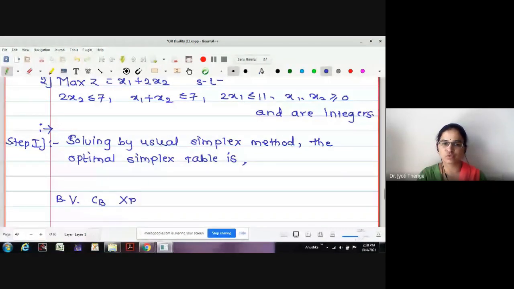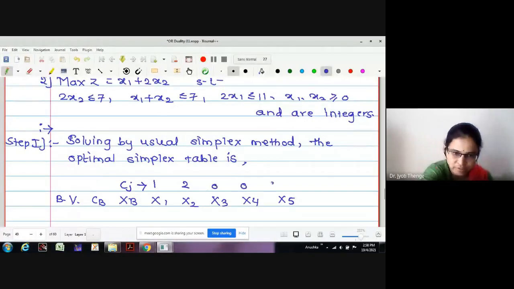x1, x2 original, and x3 added as necessary. x3, x4 and x5. The costs of these variables are 1, 2, 0, 0, 0. Now you tell me the table, please.